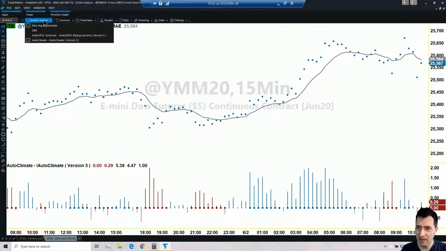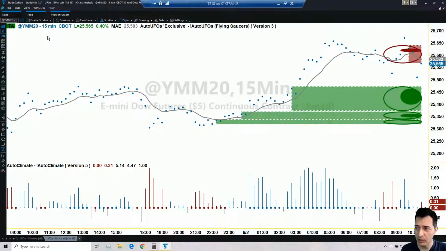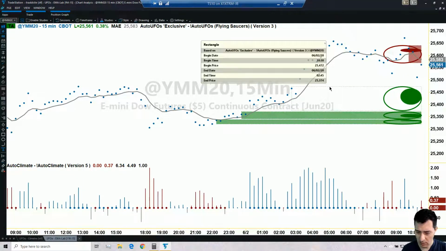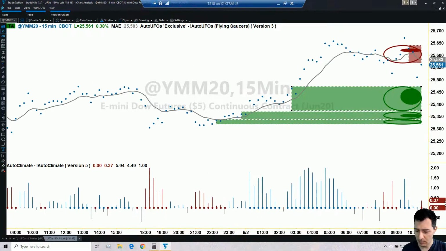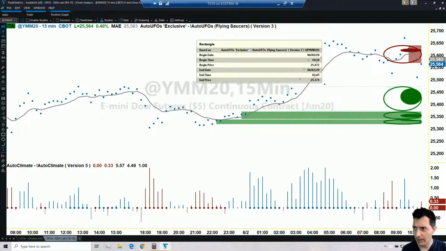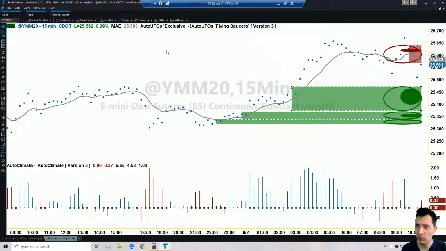A 15-minute time frame of the Dow Jones Futures, turning on AutoUFOs. And here is the nearest UFO. I'm just going to make a note on my end, and I'm just going to click and hold. Oh, I just hit the wrong key combination, sorry for that. Here we go, now I have it right. So 25,472. This would be the location for the target for this trade that we are about to place.